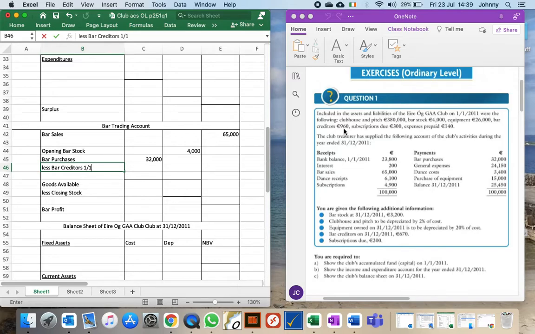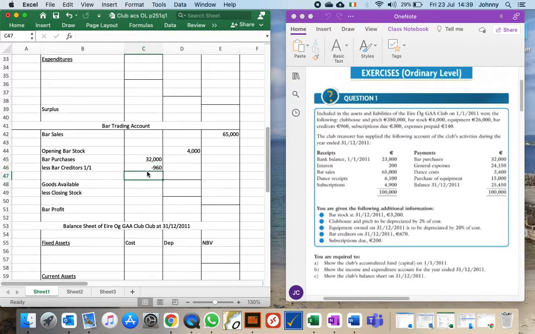So this is the bar creditors at the beginning of the year. Now we read to the bottom of the question. Are there any creditors at the end of the year? Yes, there are. So there are bar creditors of 670. Okay, so sorry, we had 960 here. And that's going to be taken away because it's of the 32 grand. Some of it was for last year, so we're taking away that.